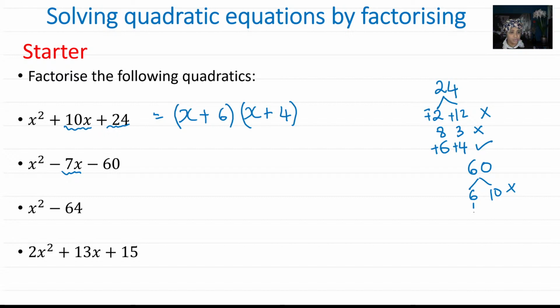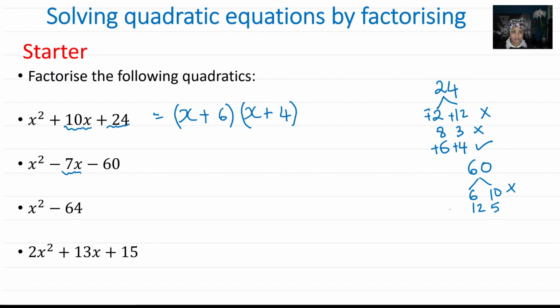Well, we can do 12 times 5. 12 times 5 is 60. Now, I need to get a negative 7. So how am I going to arrange this? If I do plus 12 and negative 5, that's going to give me a positive 7.